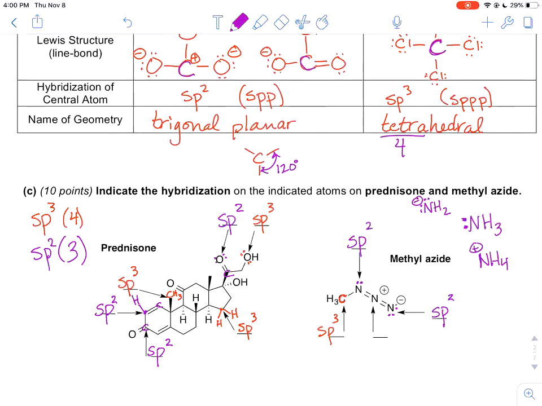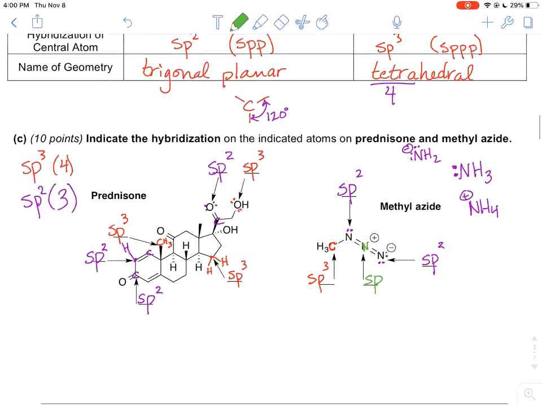Finally, we have 1 atom left over. This nitrogen atom here in the middle has 2 electron groups. It's just bound to 2 nitrogens, so it is sp hybridized. And that's it for page 1.